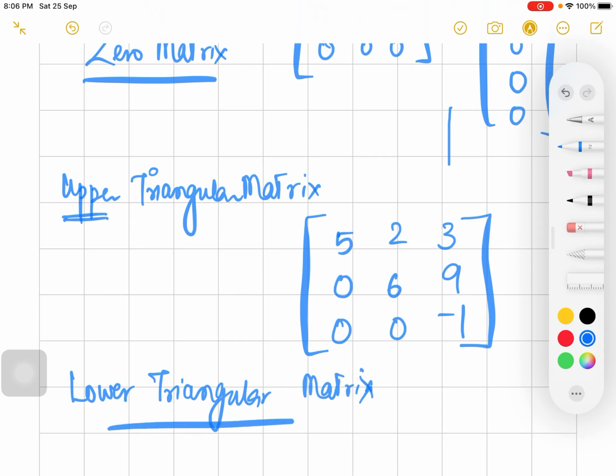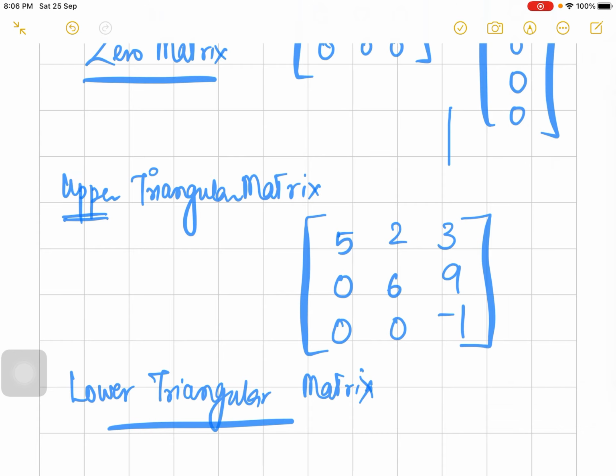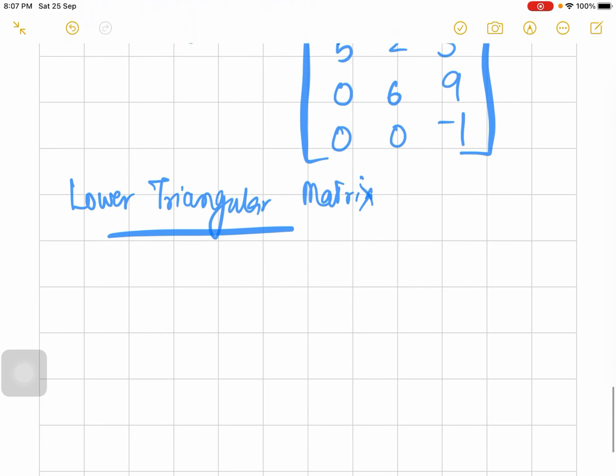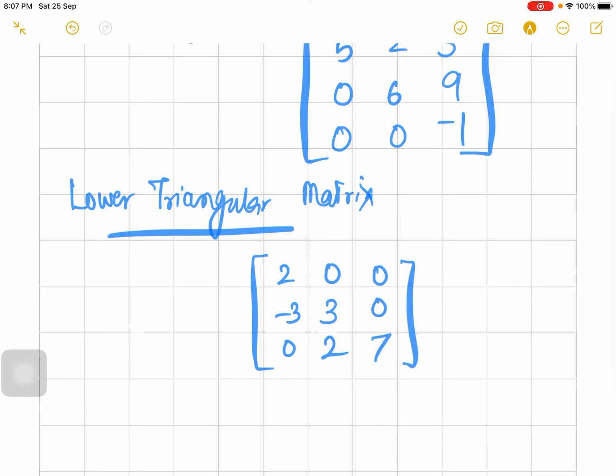What's so special about this? Here, as you might have guessed, let's create the leading diagonal: 2, 3, 7. In a lower triangular matrix, on the lower part of the triangle we will have some numbers like -3, 0, 2, but on the upper part everything will be 0, 0, 0 and 0. This one is an example of a lower triangular matrix.